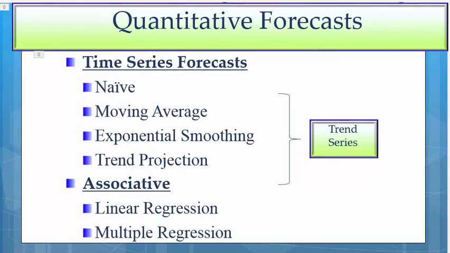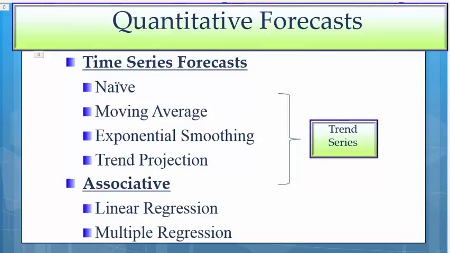Okay, and finally we're going to talk about quantitative forecasting models. The majority of this class will be focused on these. We're going to start by talking about the naive forecast model. We'll move into moving average, then exponential smoothing, and then trend projection. These first 4, naive, moving average, exponential smoothing, and trend, are all trend series models. They all have the assumption that they're based on time and that the past predicts the future. So we're going to use these models when we think that time is the best predictor of the future.